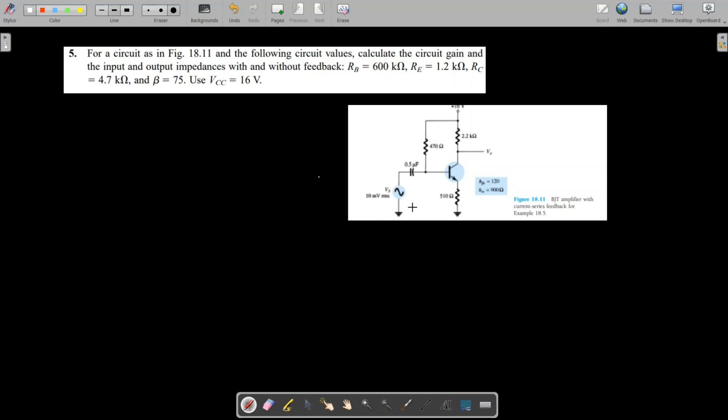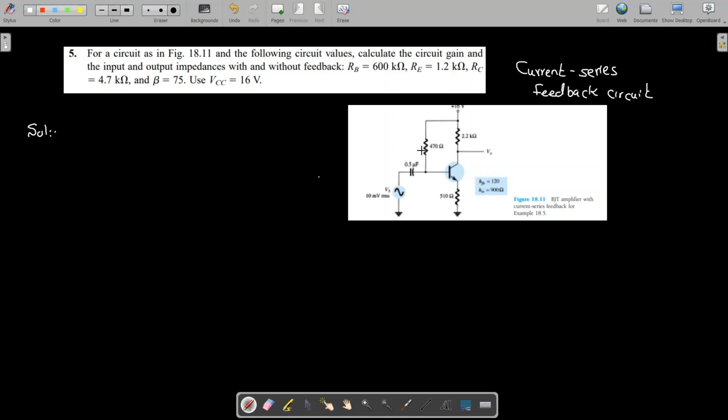Now this circuit is your common emitter configuration, and remember that this is your current series feedback circuit. We need to have this in mind while finding the input and output impedances with feedback. So first of all, we need to perform the DC analysis because we need the current IB.